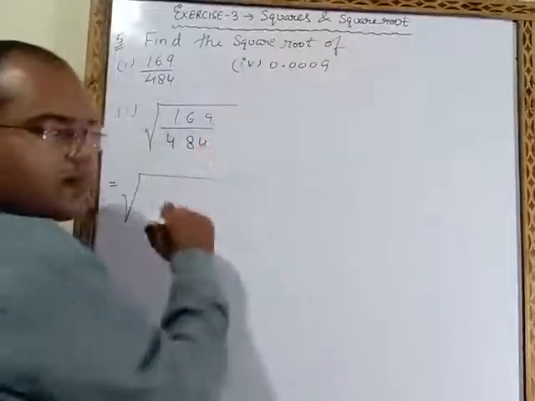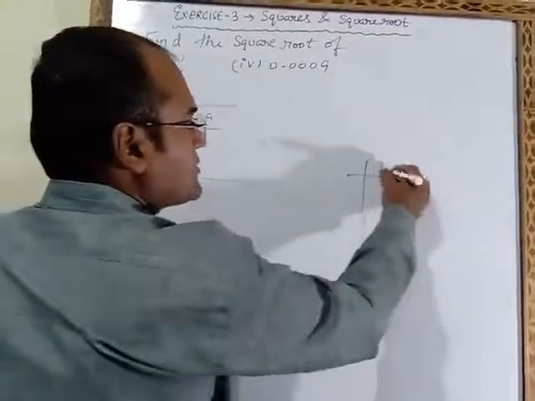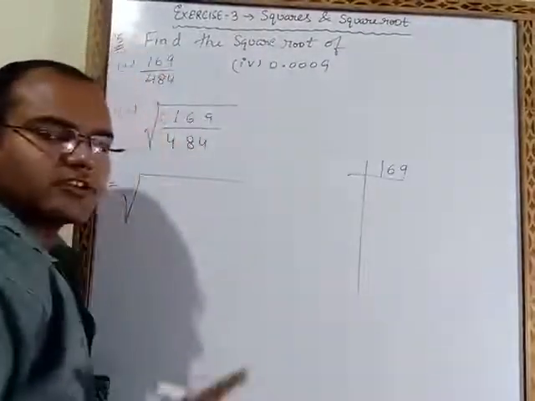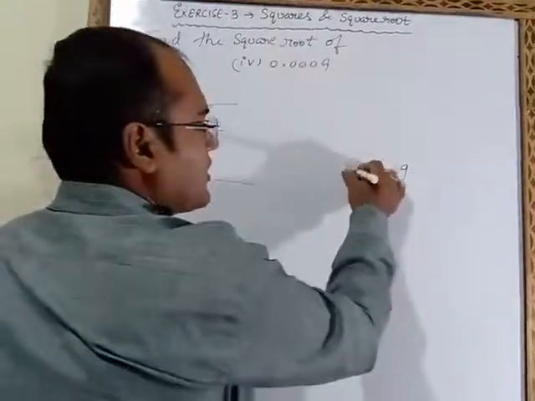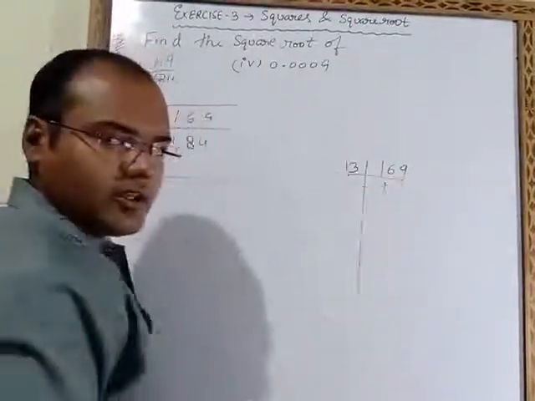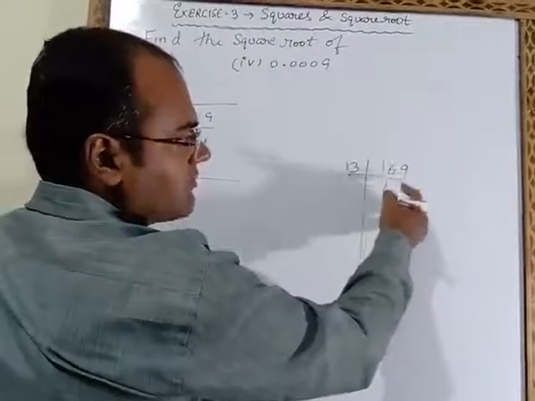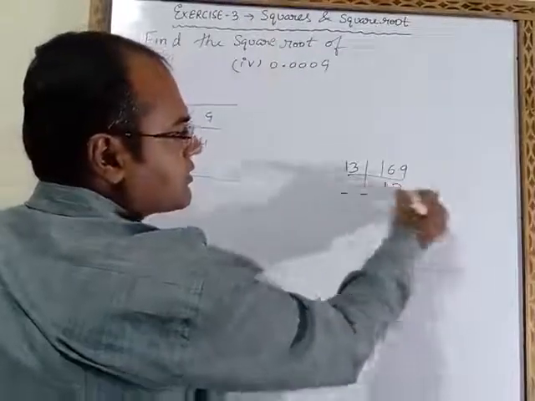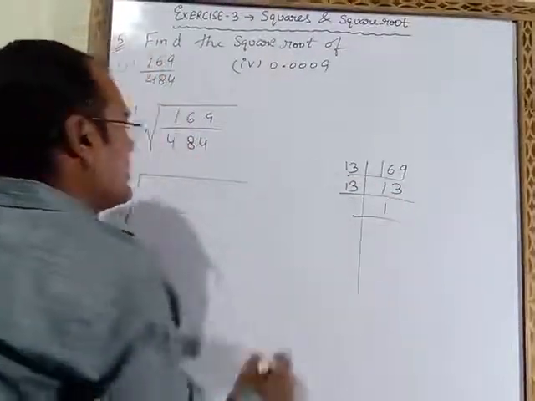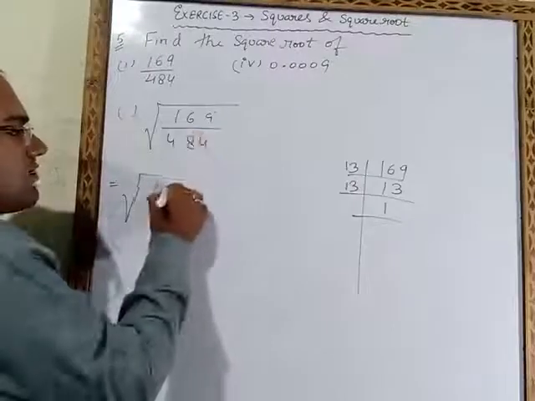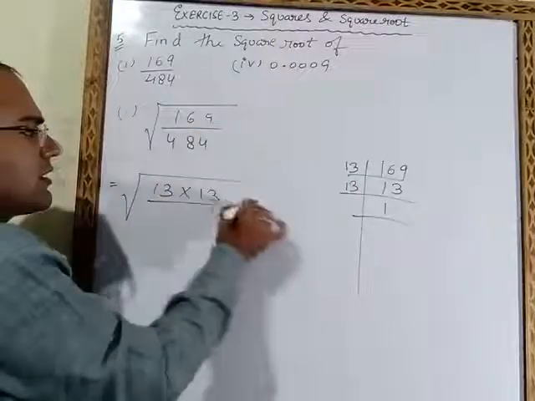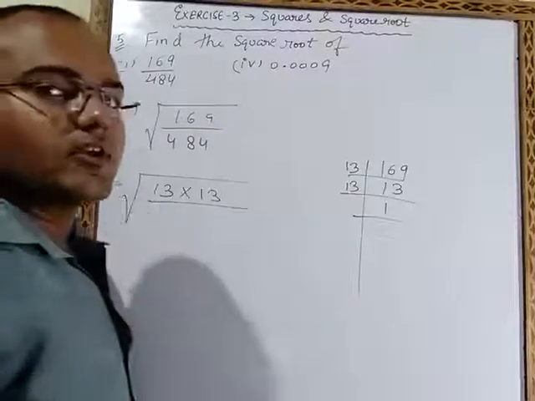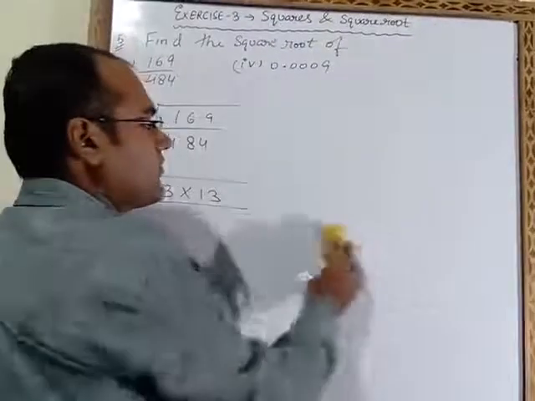So first of all, you have to find the prime factor of 169. 169 is coming in the table of 13 only. 13 1s are 13, remainder 3 and 9 will be 39. 13 3s are 39. 13 1s are 13. So instead of 169 we will write 13 multiply 13. Now we have to find the prime factor of 484.